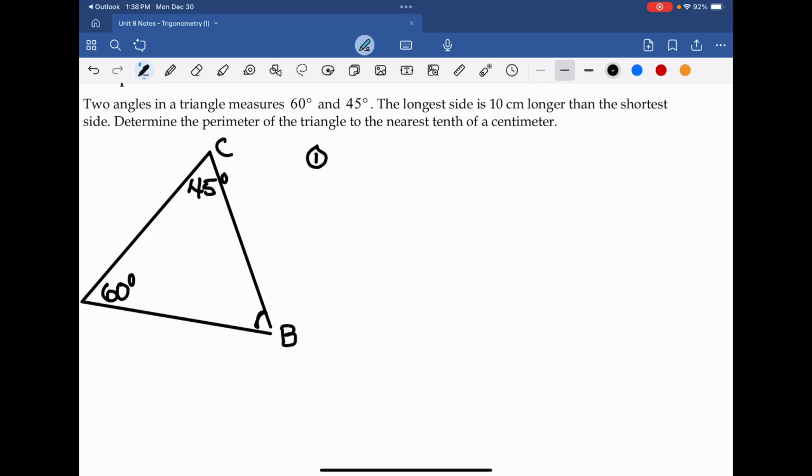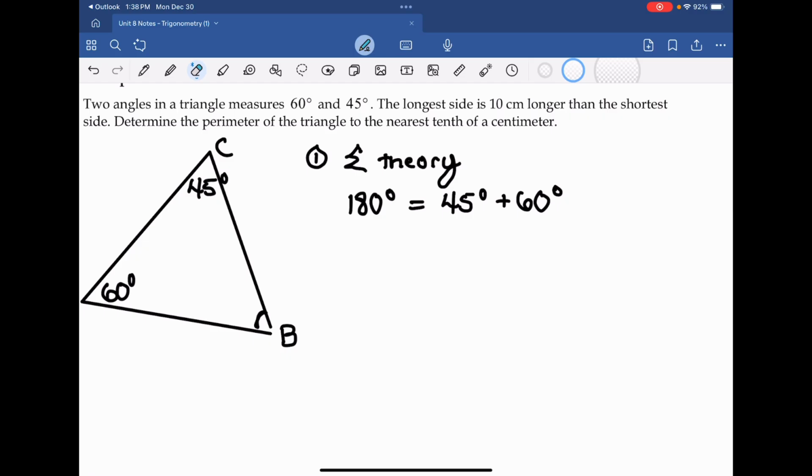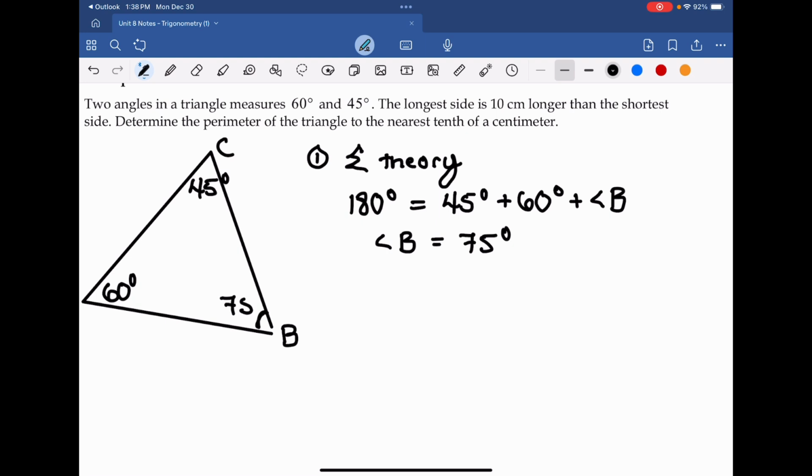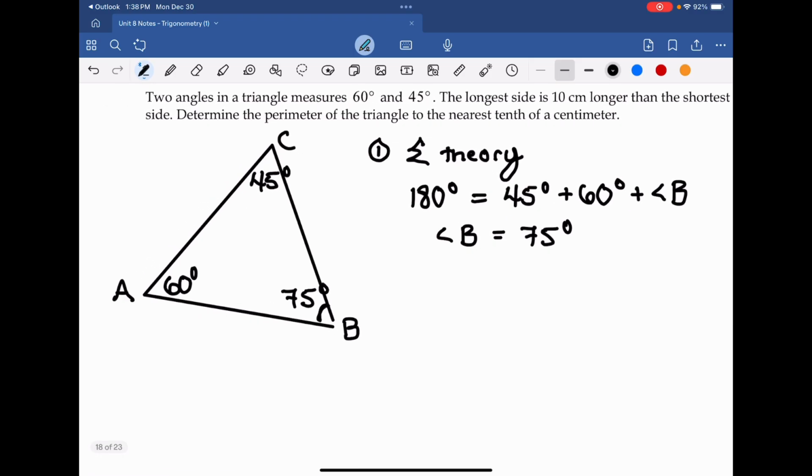So from this situation, we know by triangle sum theory, and I'm just going to write it as sum theory or sigma theory, we know that 180 is equal to the 45 plus the 60 plus angle B. Now, angle B, when we subtract away 180 minus 45 and minus 60, we'll end up getting 75 degrees. So in our triangle, we can then go in and fill in the 75 degrees here. Now that we know all the angles, this helps us establish which is the shortest side, which is the longest side, and which is kind of that medium side.